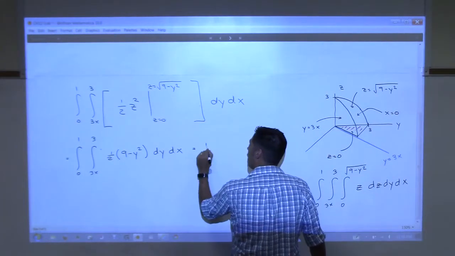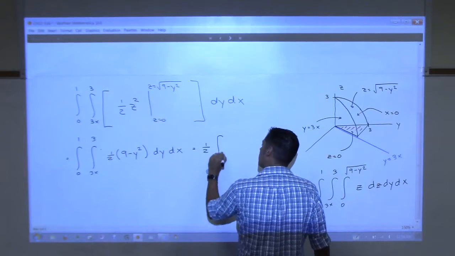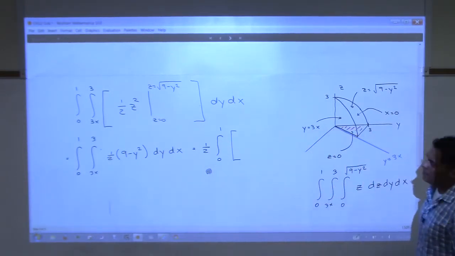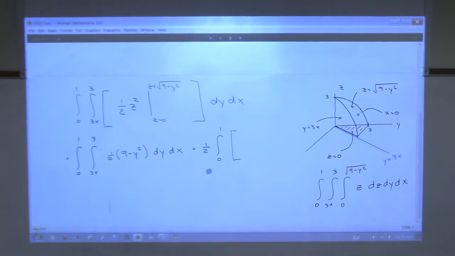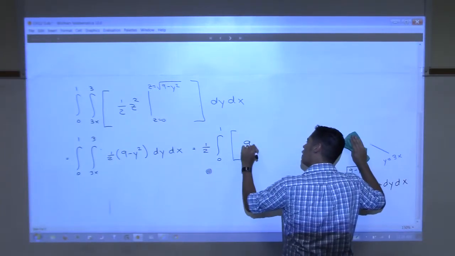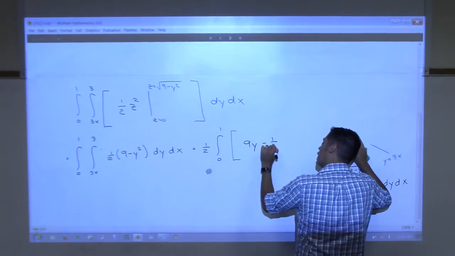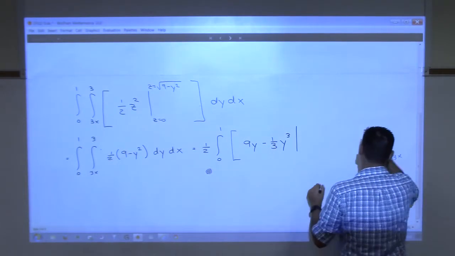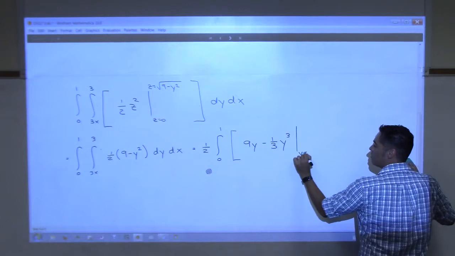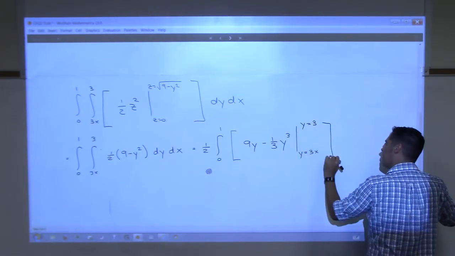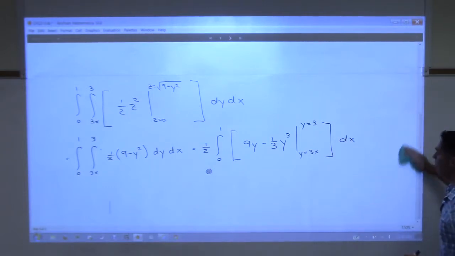So I have 1/2 integral 0 to 1, and then now the middle integral, antiderivative of 9 minus y squared is going to be 9y minus 1/3 y cubed evaluated from y equals 3x to y equals 3. And I've got to figure that out, then integrate with respect to x.